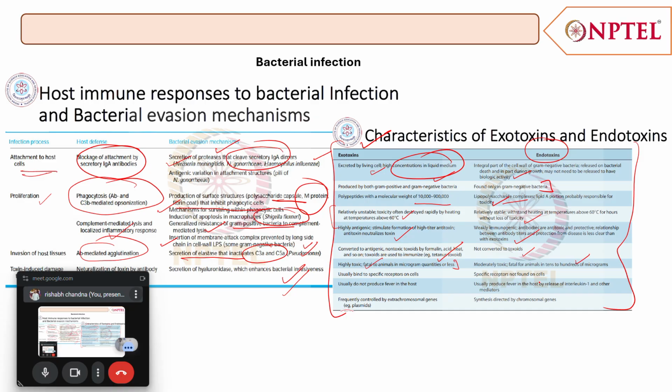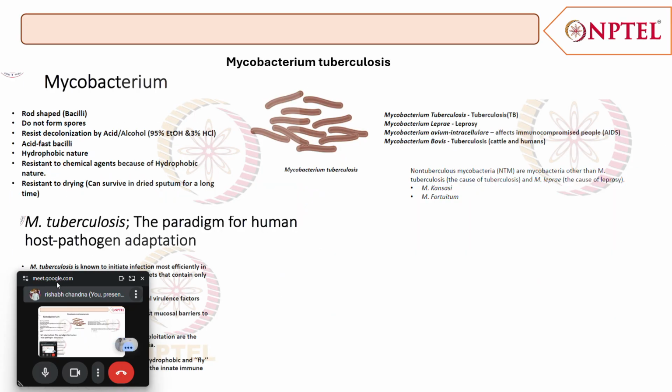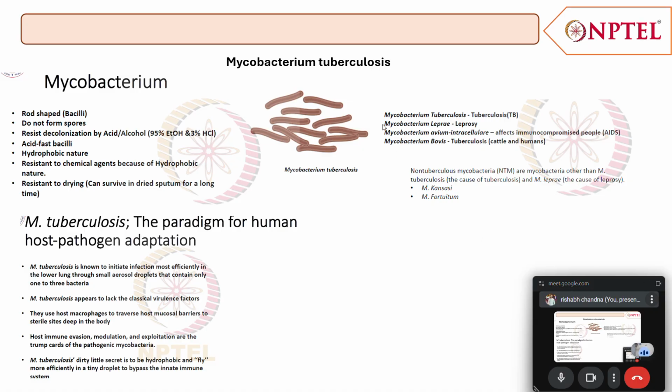So these are the major differences between the endotoxins and exotoxins that can be seen between different bacteria. Now moving on to the major diseases, for example Mycobacterium tuberculosis. Mycobacterium is a rod-shaped bacillus. They do not form spores. They resist decolorization by acid or alcohol, that is 95% ethanol and 3% HCl. These are acid-fast bacilli, and because of their hydrophobic nature they are resistant to chemical agents and resist drying. They can survive in dried sputum for a long period of time.